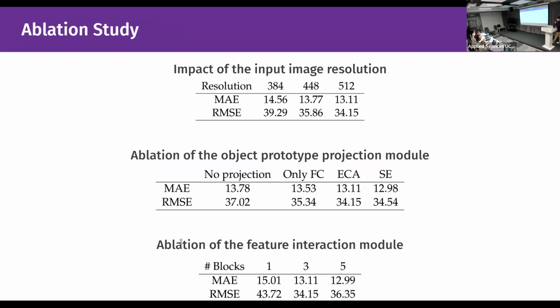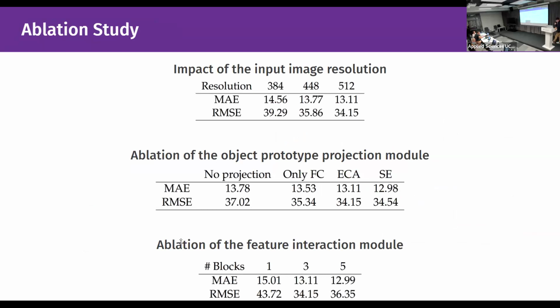And we also performed an ablation study to test different architecture components and choices. We first examined the impact of the input image resolution. And as you can see, reducing the input resolution from 512, which is used in our approach, results in a significant performance drop.